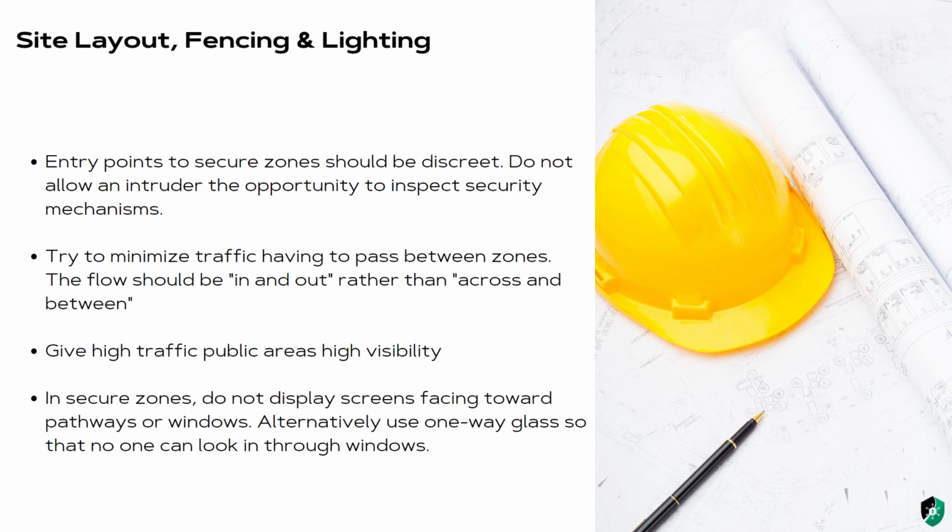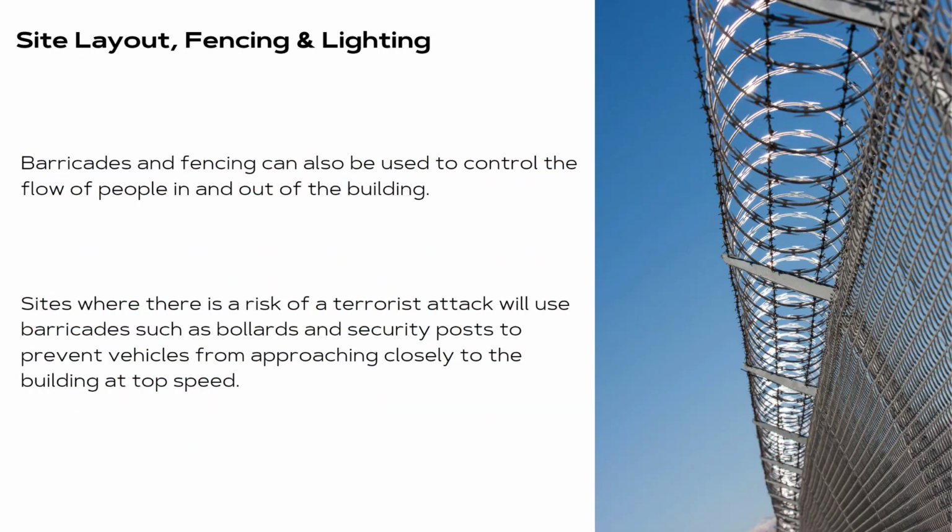And then in secure zones, do not display screens facing toward pathways or windows. Obviously, you don't want people from the outside to be able to look on the inside and see what's on the computer screens of the employees or the workers, right? So alternatively, we could use a one-way glass so that no one can look in through the windows.